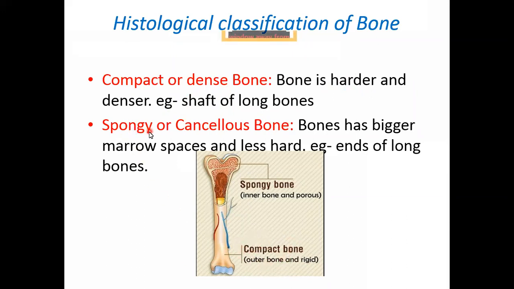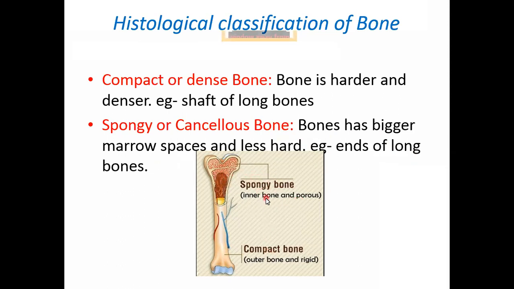Now spongy or cancellous bone is inside. The bones have bigger marrow spaces and they are less hard. That is the ends of long bones. If you see the end of the long bone, you can see the inner aspect. These are the inner bone and the porous part of the bone. These are the spongy bone.